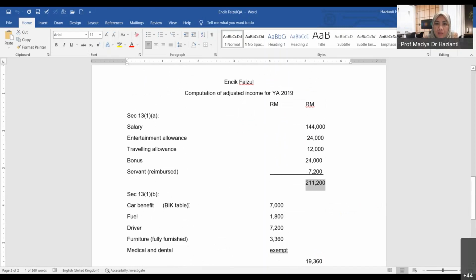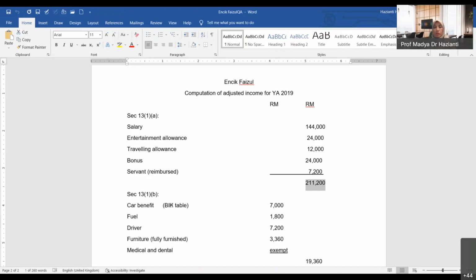13(1)(b), car benefit, he gets a car, right? I have put the benefit in kind table for car here. His car earlier, the price of his car is 160,000. So from the car price you go to the table and look at how much the benefit is for a 160,000 car. In this case 7,000, and the car fuel. For car and petrol, you can add them together directly, 7,000 plus 1,800, or you can put them separately like this, no problem.